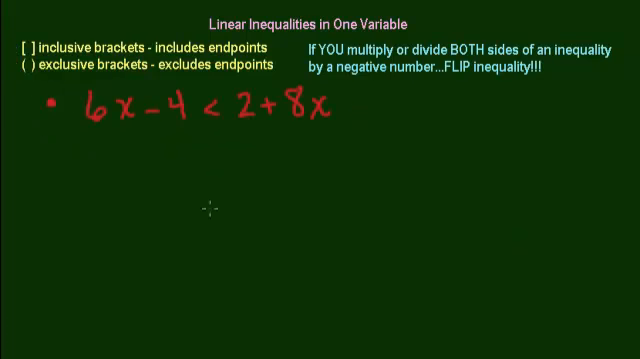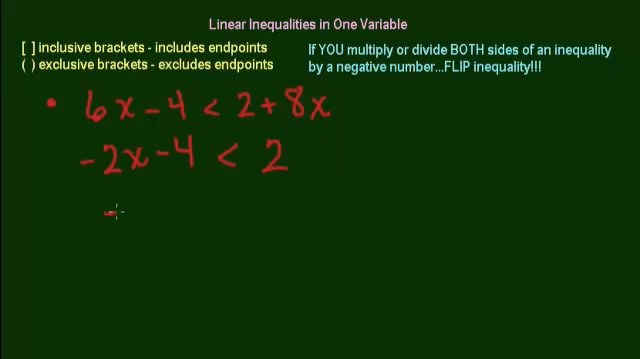We have a nice little linear problem to solve here. We need to figure out what x is greater than or less than. So I need to get all my x's on one side, all my numbers on the other. I'm going to bring this 8x over to the left. I'll subtract 8x from both sides. So that will be negative 2x minus 4. And then I'll have a 2 over here. Now, did I multiply or divide both sides by a negative number? Nope. I just subtracted 8x, so I keep my same sign.